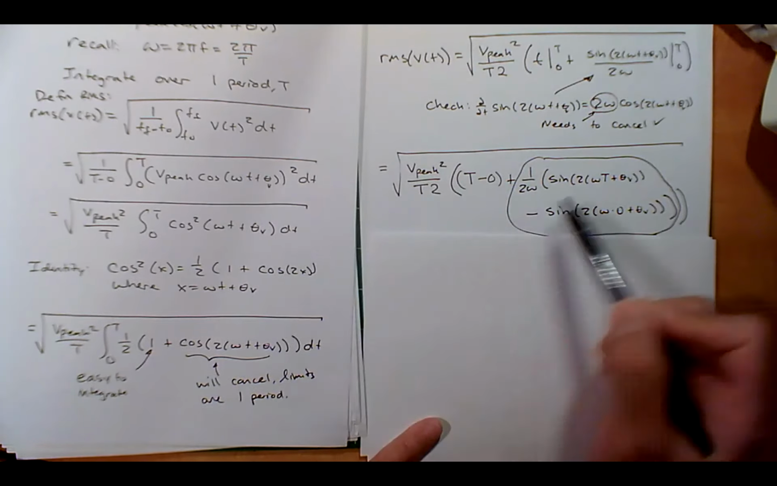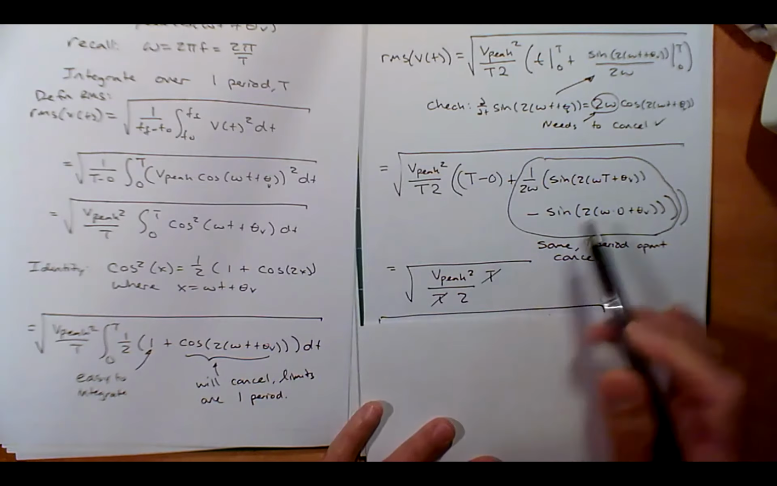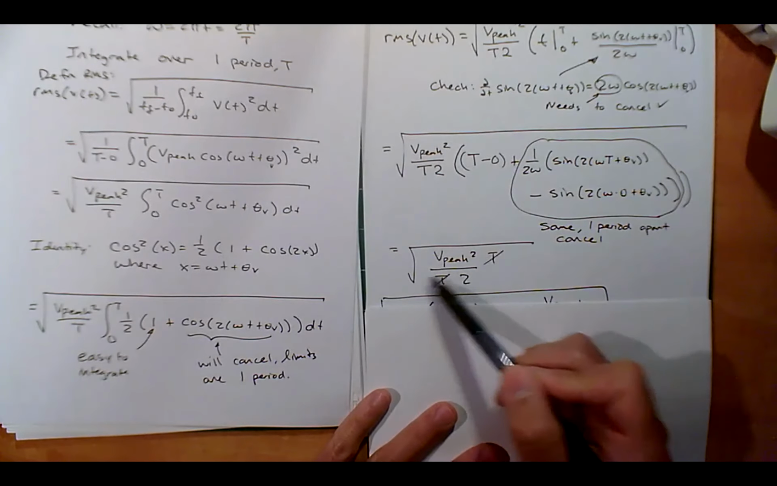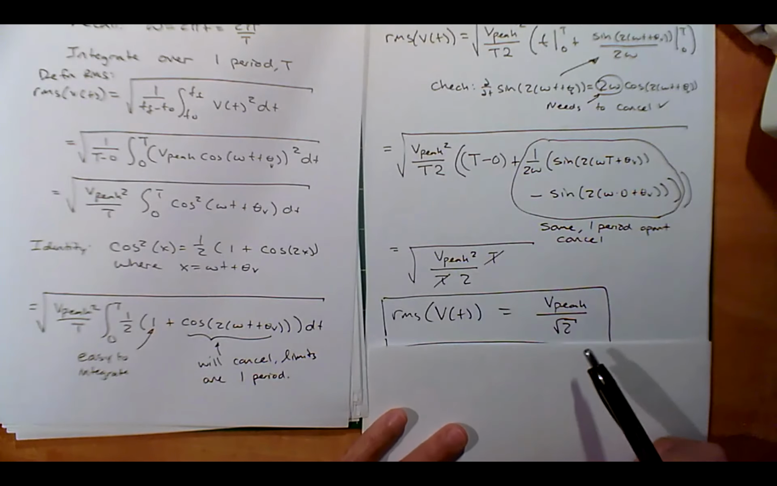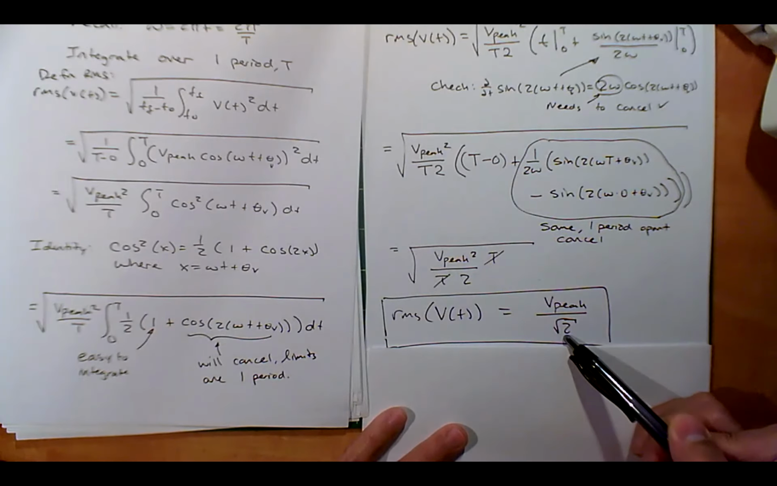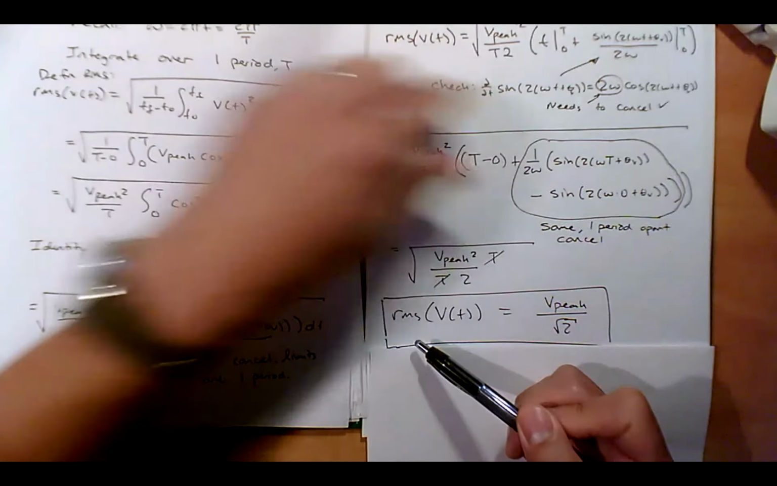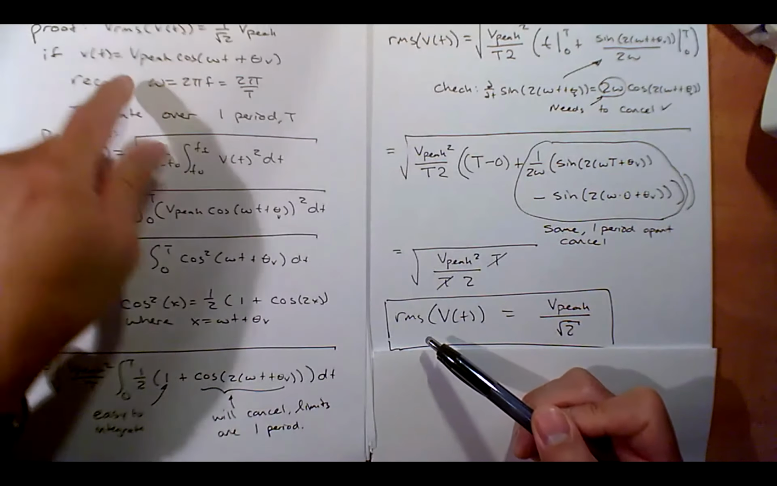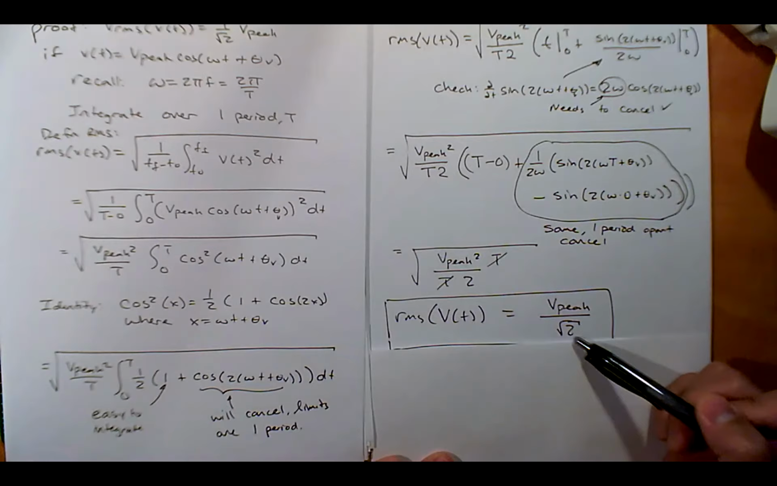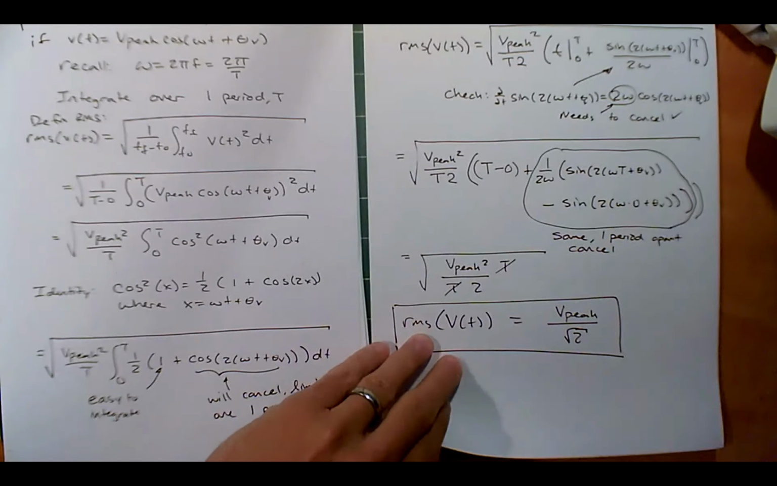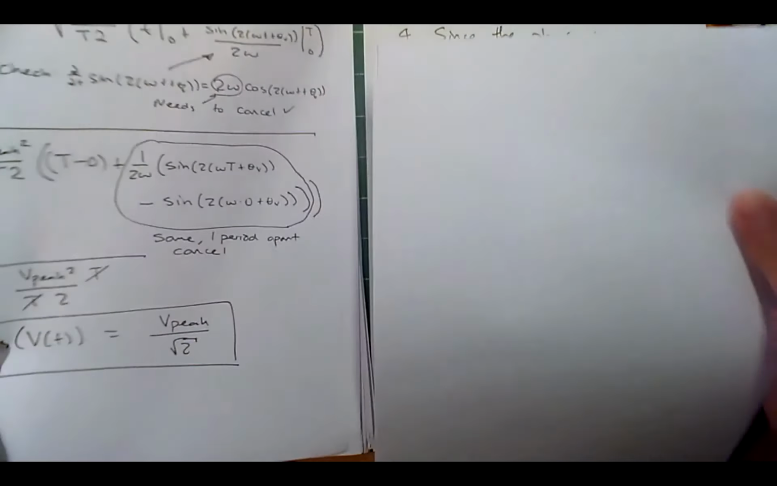Okay, so that goes away, and look at this. I get something very clean. I get T over T, which is gone, and I get V peak squared over 2, square root. Look at this, V peak over root 2. Beautiful. The root mean squared, this crazy operation on that cosine, turns into something very clean. Just V peak over root 2. I tell you folks, I give you my best.